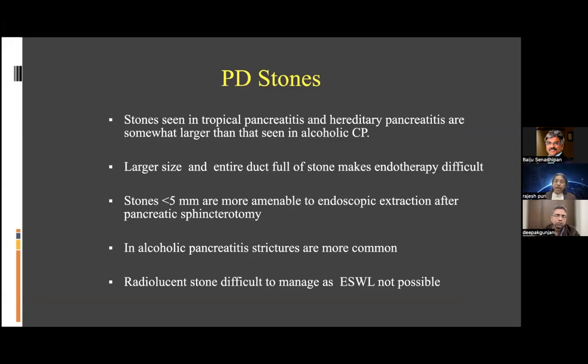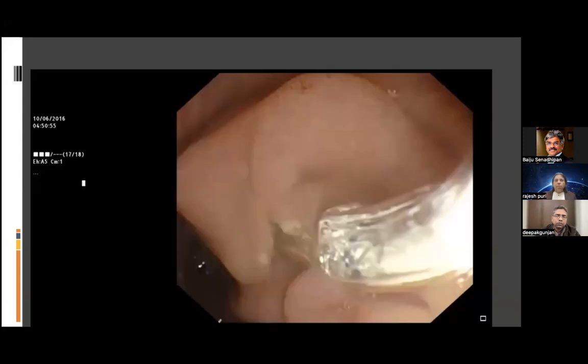In alcoholic pancreatitis, strictures are also very common. The most important problem arises if the stones are not radio-opaque, then ESWL is not possible. In a radiolucent stone, it is difficult. What you do in this situation is put in a nasopancreatic drain and take a pancreatogram at the time of ESWL. You can demonstrate the stone and you can do the ESWL.